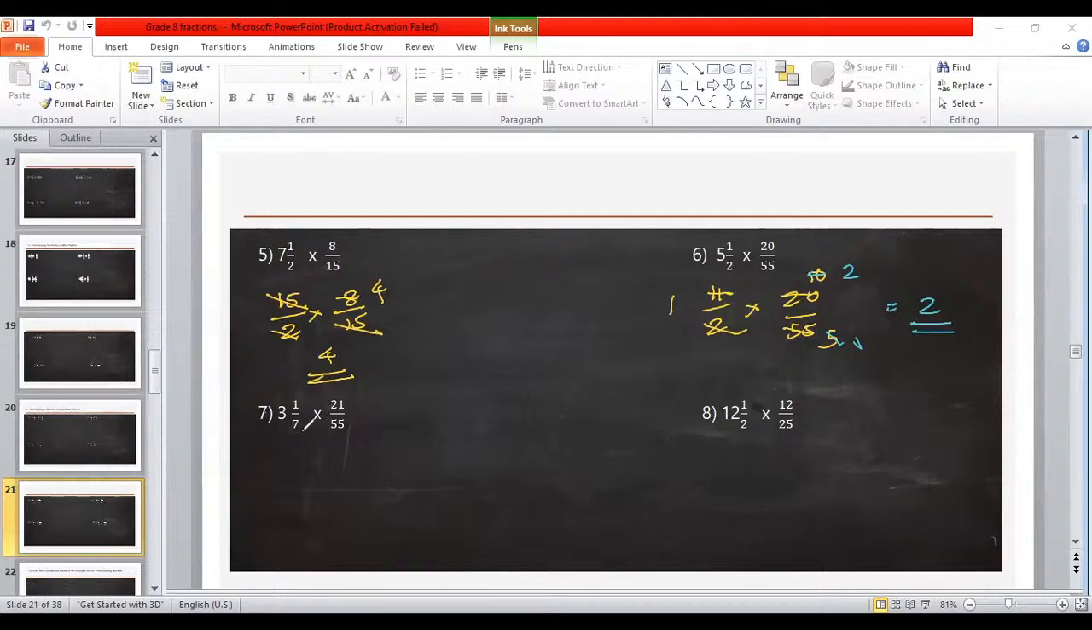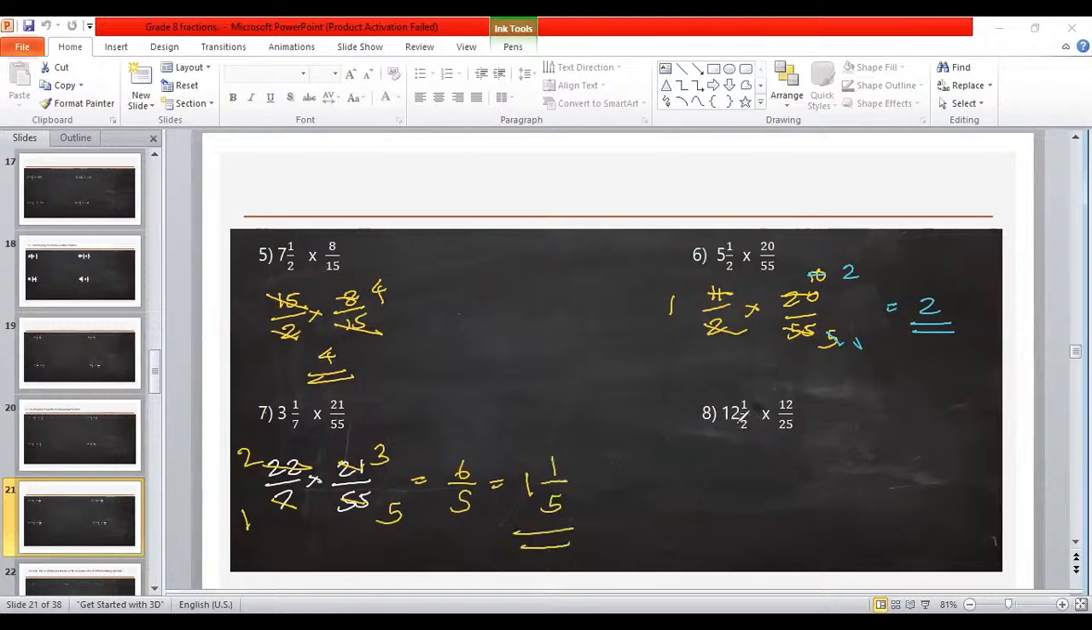7 times 3, 21 and 1, 22 over 7 into 21 over 55. Now check here. How many 11s? 2. How many 11s here? 5. How many 7s? 1. How many 7s here? 3. 3 times 2, 6 over 5. 6 divided by 5. How many? 1. 1 remain. 5. 1 and 1 over 5.